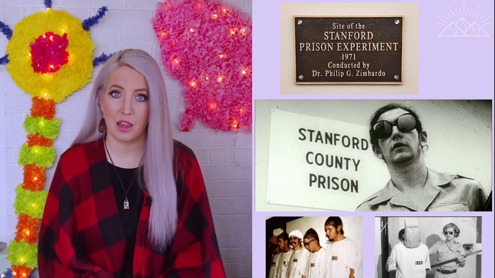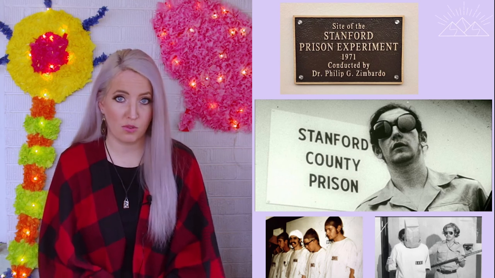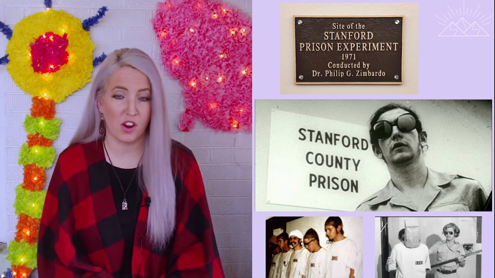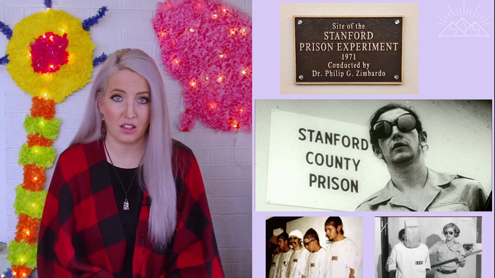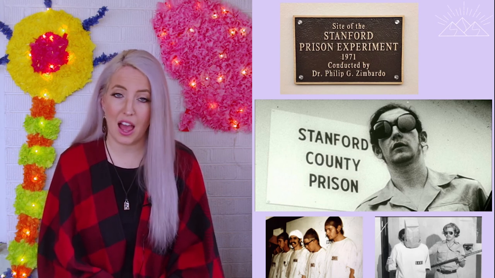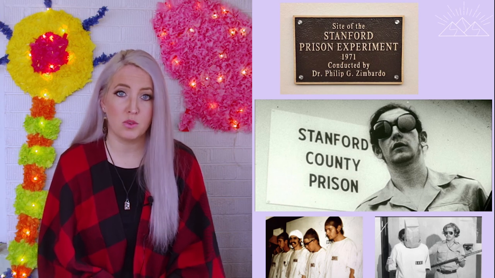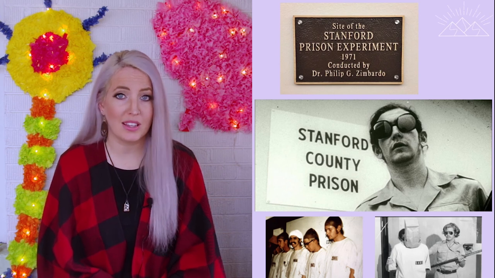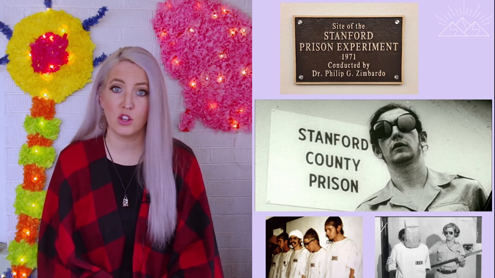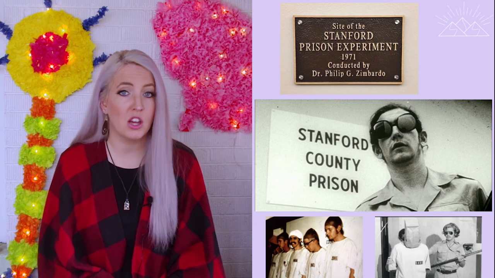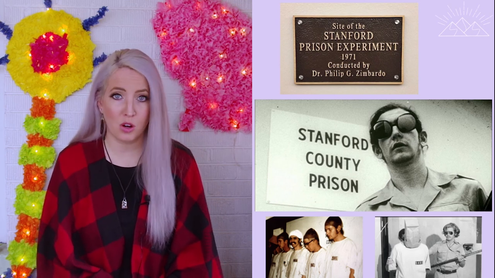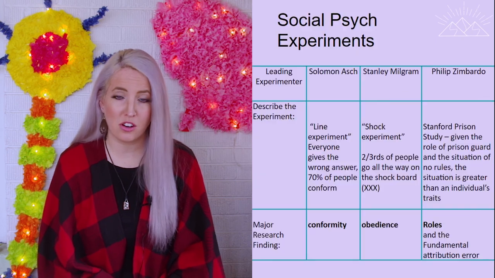When a person takes on a role, such as becoming a prison guard, they take on the uniform, the anonymity behind the sunglasses, and are given power with very little rules or regulations to follow, that even the most average normal individual will abuse that power to the point of causing harm to others. So these are three really significant cases in the field of social psychology: conformity, obedience to authority, the power of roles, and the fundamental attribution error are really where our journey in social psychology begins.